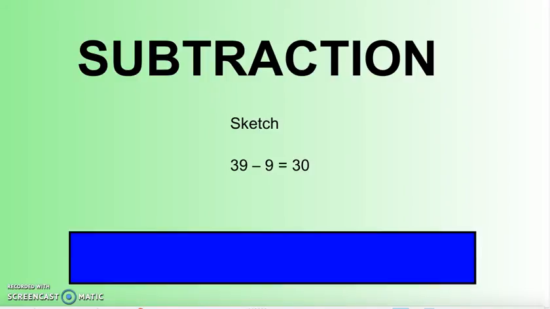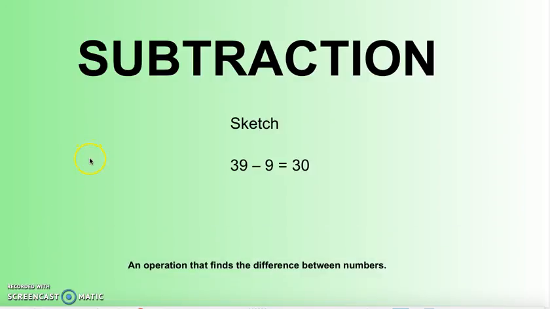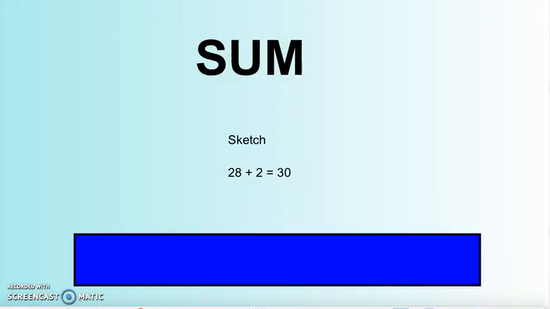The next one is subtraction. Here's an example of subtraction. And what definition would you have for this vocabulary term? Okay, if you wrote that it's an operation that finds the difference between numbers, you are right. Give yourself a star and let's move on.